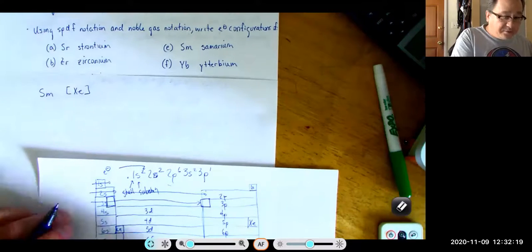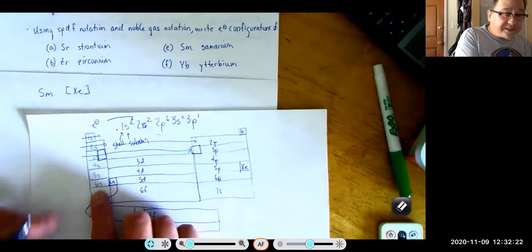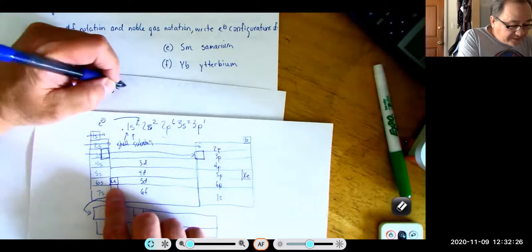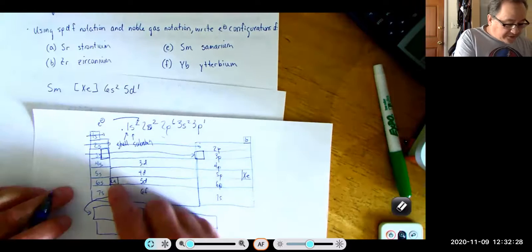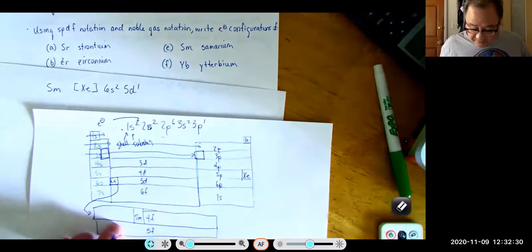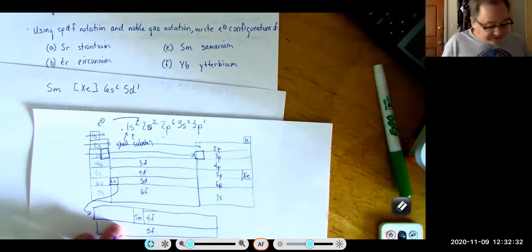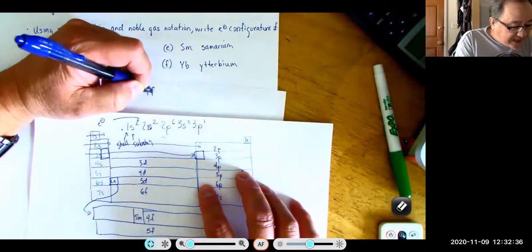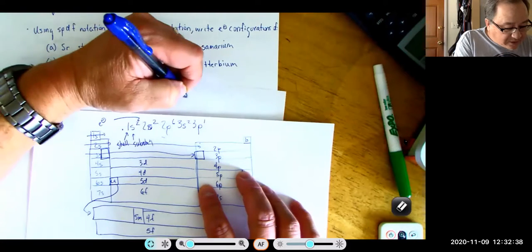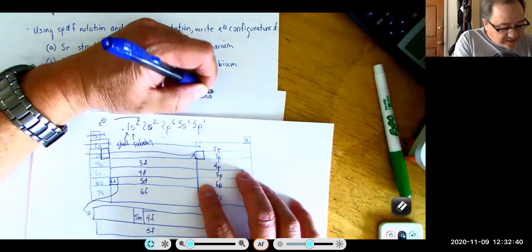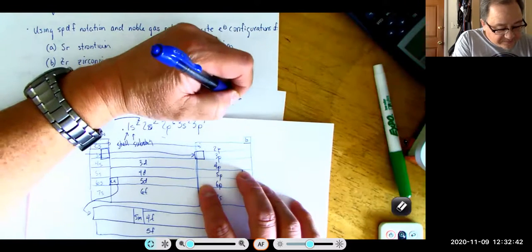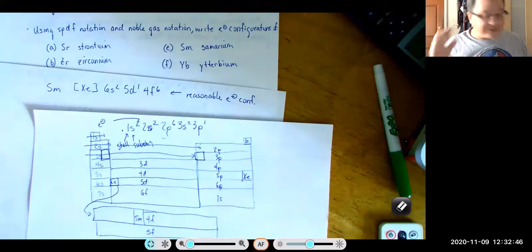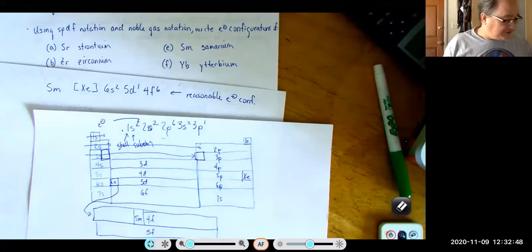And then we're going 6s2, 5d1, and then drop down to the 4f. And samarium is 1, 2, 3, 4, 5, 6. It's 6 elements in, so it's 4f6. And this is what we call a reasonable electron configuration. Turns out that it's not right, but it's darn close.